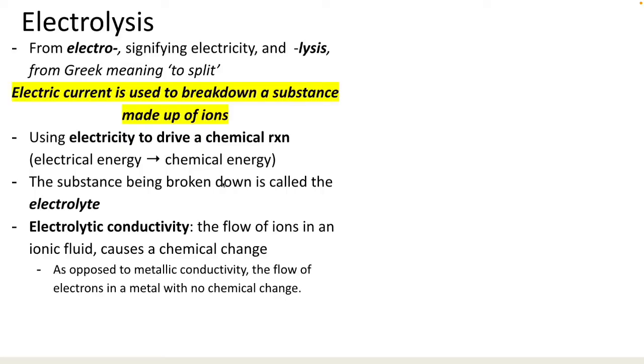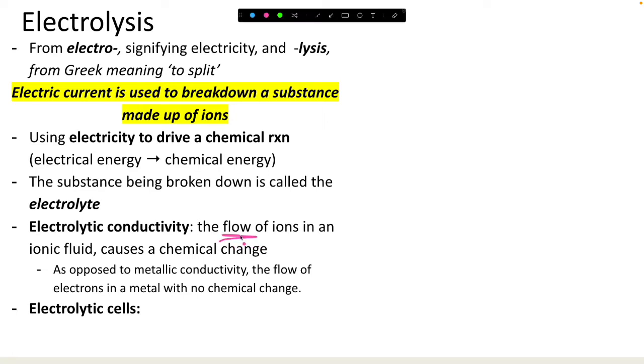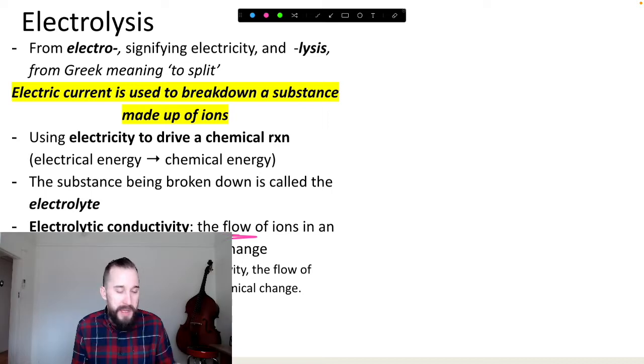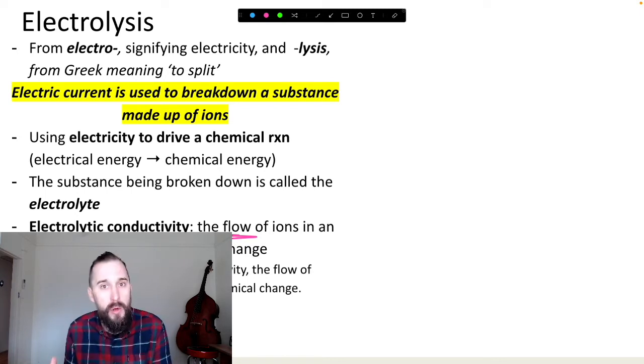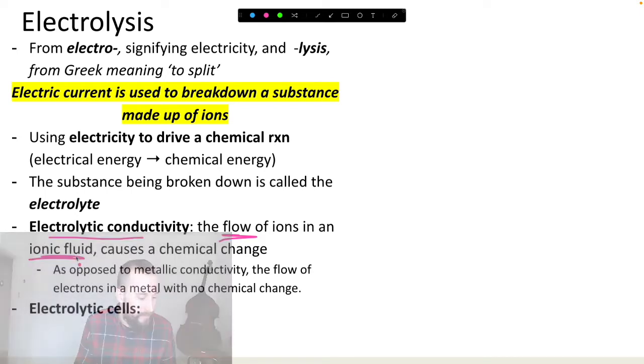Positive cations, negative anions. Importantly, the charged particles need to be able to flow. They need to be able to move, because that's how they conduct the current. So in electrolytic conductivity, our ionic substances need to be fluid. They need to be liquid or aqueous. I mean, they could be gaseous, but that would be quite difficult to do. So we're going to look at electrolytic conductivity occurring in aqueous and molten ionic species.